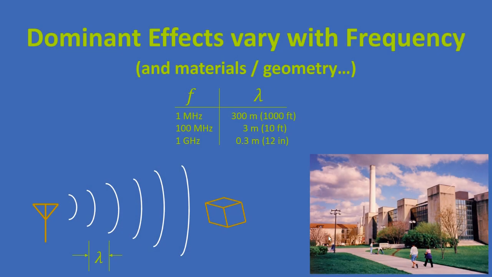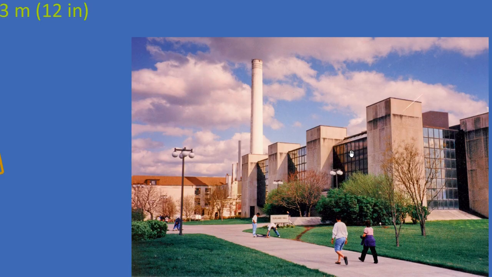But of course, in the real world, we don't have boxes. We have other kinds of objects. So I've got a picture here on the right, which is from our campus. And well, you can see some boxes. The building has boxes. But there's also linear light poles here. There's a smokestack. There are people. And there is ground. Don't forget ground. We're going to learn today that things bounce off the ground. And that can be a problem for propagation.